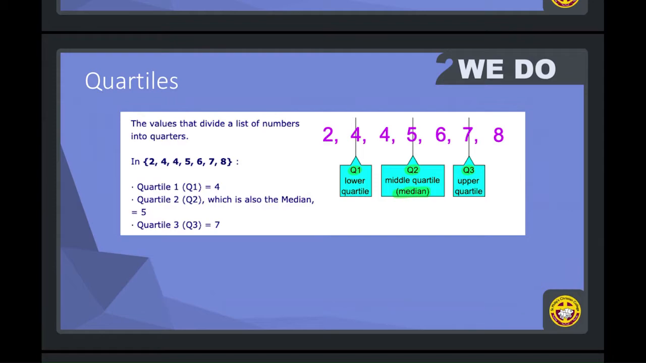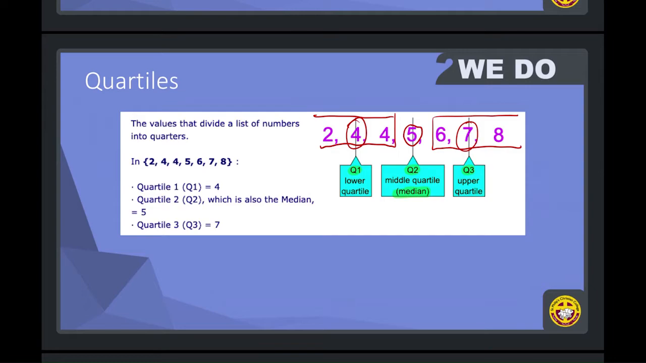Well, we have the median here in the middle, and then we take the numbers to the left of the median, and we find the middle of those, and that's quartile 1. And then we take the numbers to the right of the median, and we find the middle of those, and that's quartile 3.